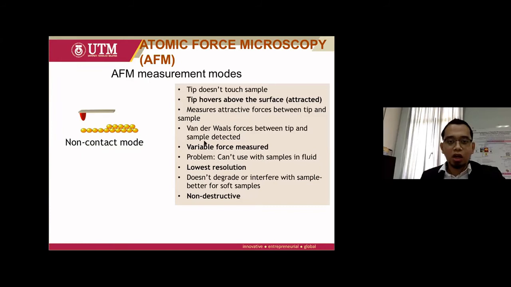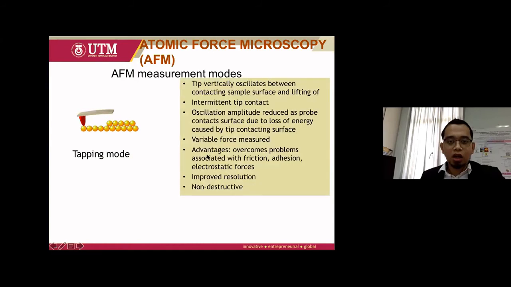That's why they started with the lowest resolution first. Although this is non-destructive, your image will be a bit blurry and not going to be as high resolution as the contact mode. The better choice is to use the tapping mode. The tapping mode is going to improve the resolution.